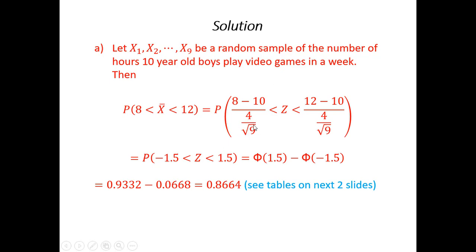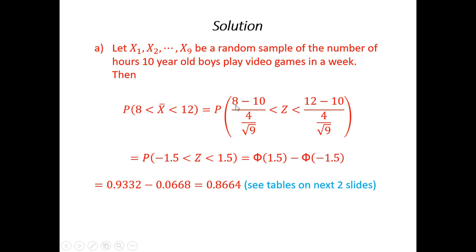Since we have a question about a sample mean, the correct standard deviation is 4 over the square root of 9. That's what we get from the central limit theorem. We also know from the central limit theorem that the sample mean follows a normal distribution. So we can now approach this as a normal distribution problem.